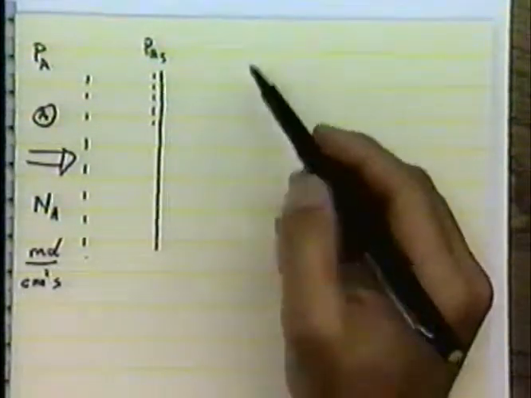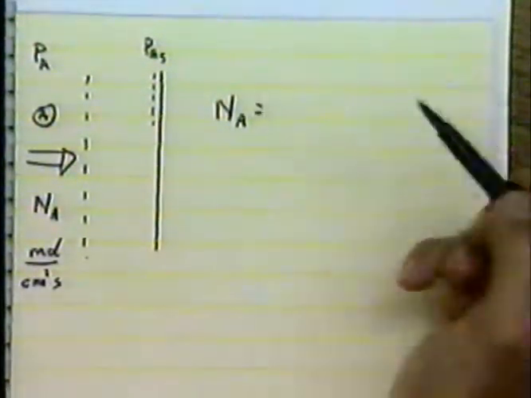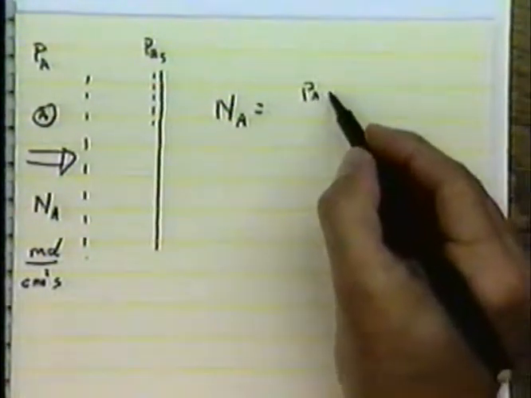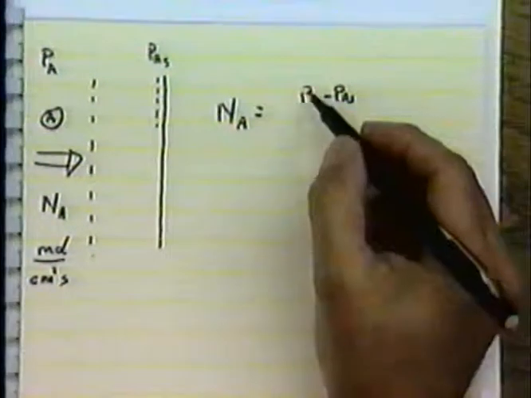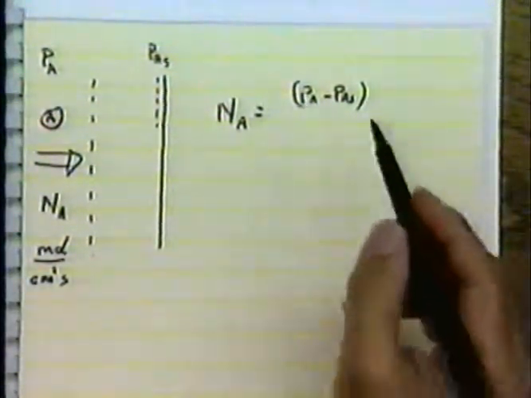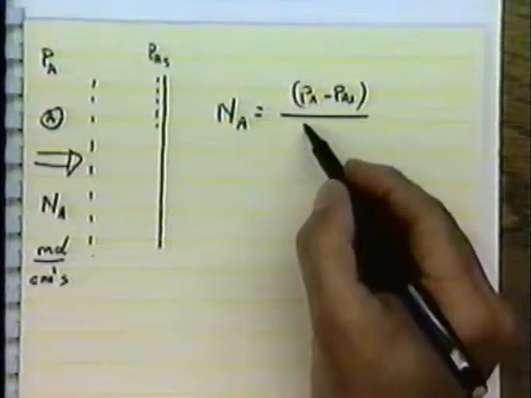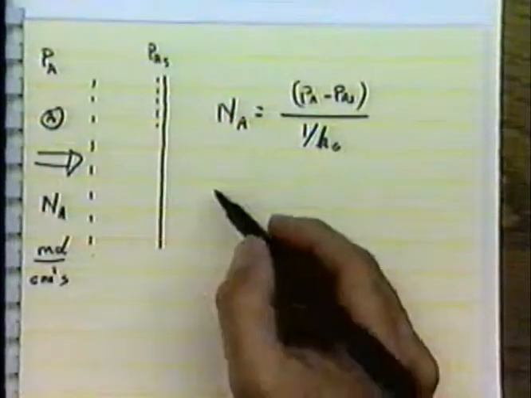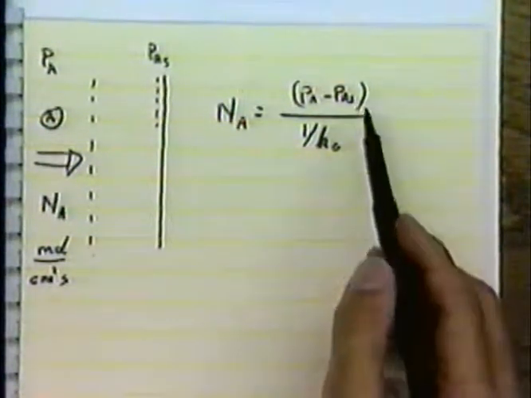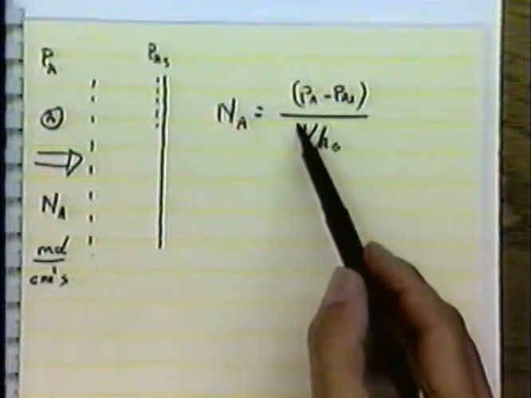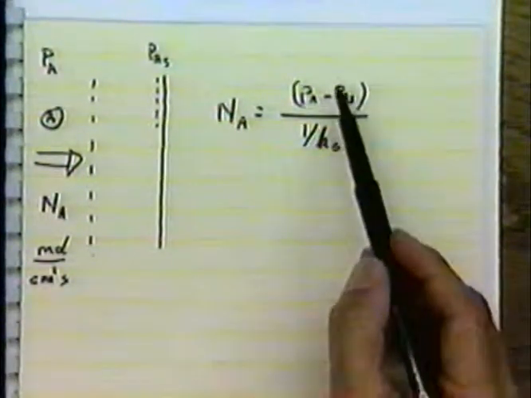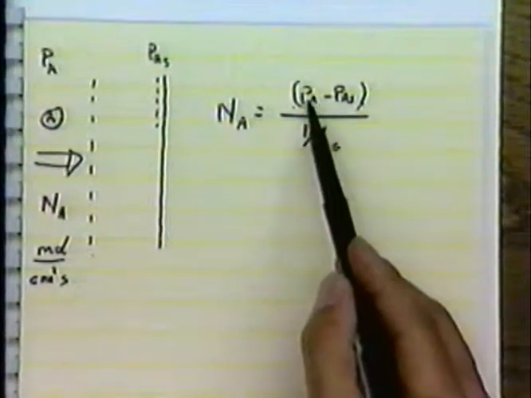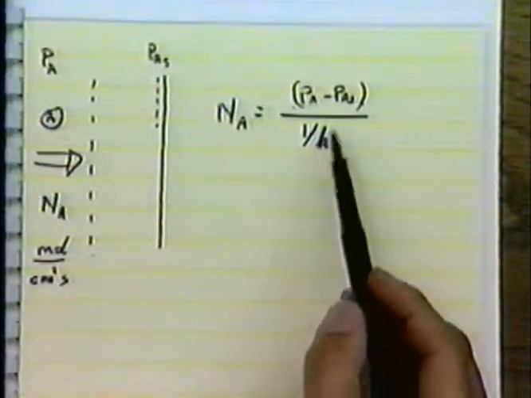So NA will be equal to a driving force, which will be PA minus PAS, divided by the resistance, which we will call 1 over kg. If this resistance is large, this driving force will also be large. If the resistance is small, this driving force will be small.